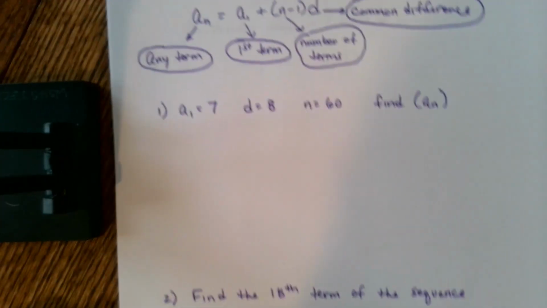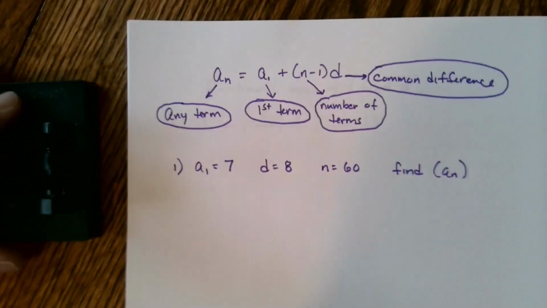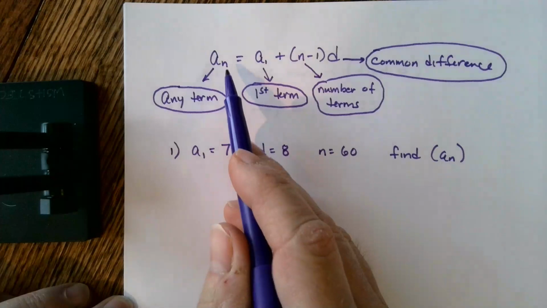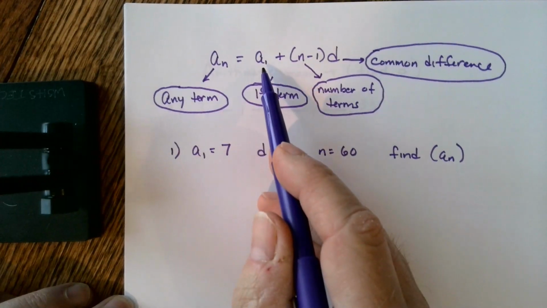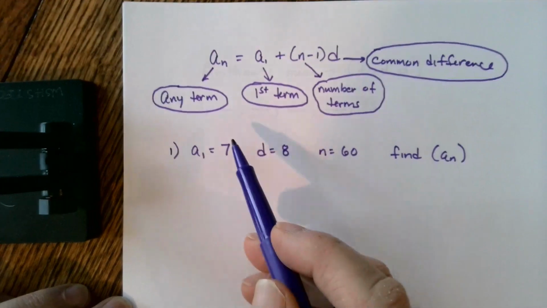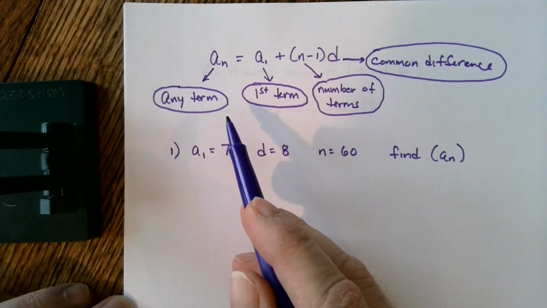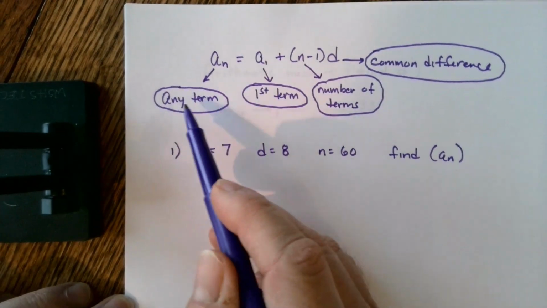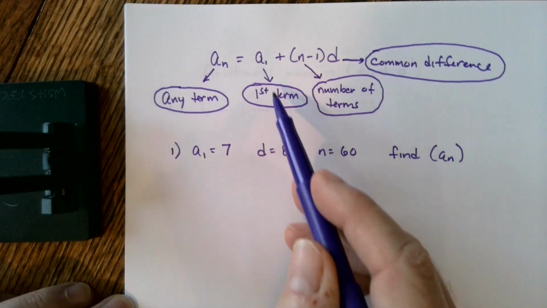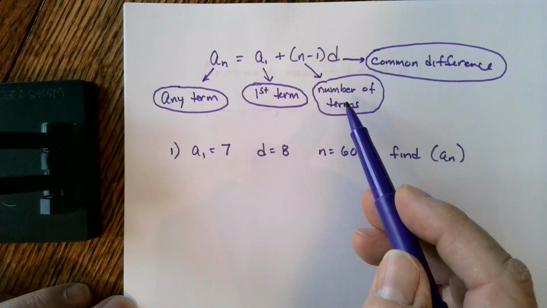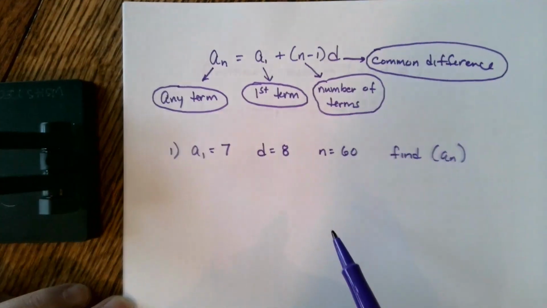So now that we have an idea of what it means to work with the explicit formula for arithmetic sequences, let's focus on the formula that we were given in general. A sub n is equal to the first term plus n minus 1 times d. If you need to pause the video to copy this down so it'll help you, that's fine. A sub n is equal to any term. A sub 1 is equal to the first term. N is how many terms we have in the sequence, and d is the common difference.